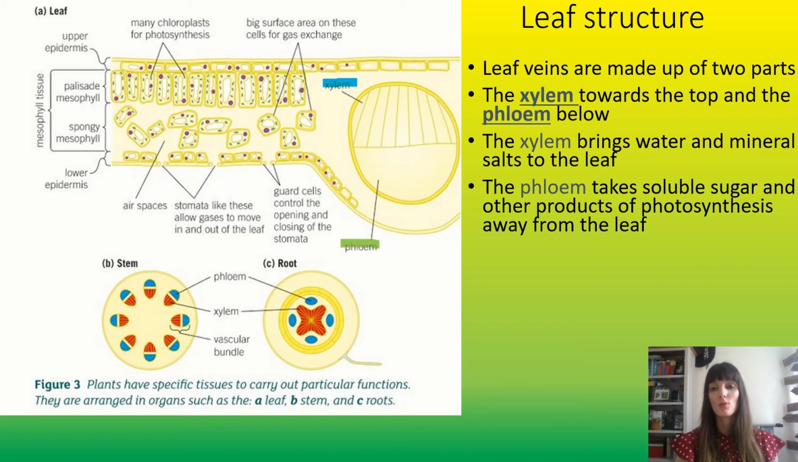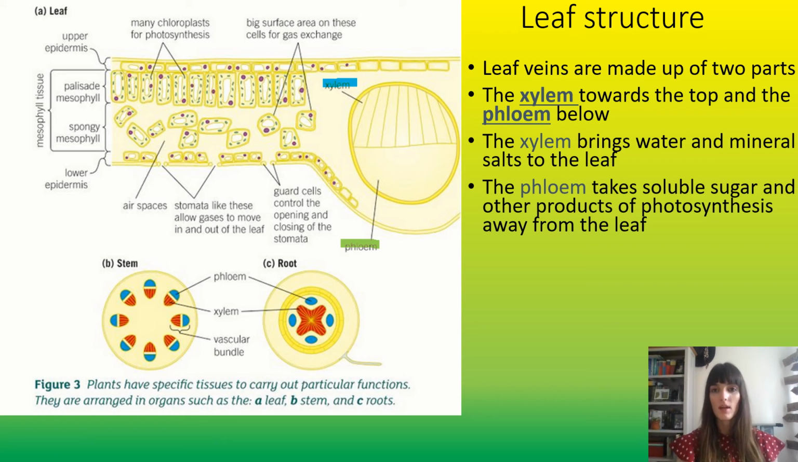Leaf veins are made up of 2 parts, the xylem, which is towards the top, and the phloem, which is below. The xylem brings water and mineral salts to the leaf from the roots, and the phloem takes the sugars that are made in the leaf during photosynthesis, and carries them away from the leaf towards all the other parts of the plant where they can be used.